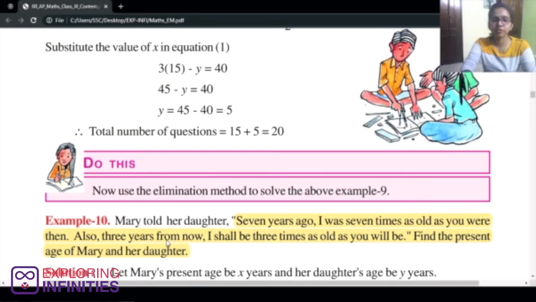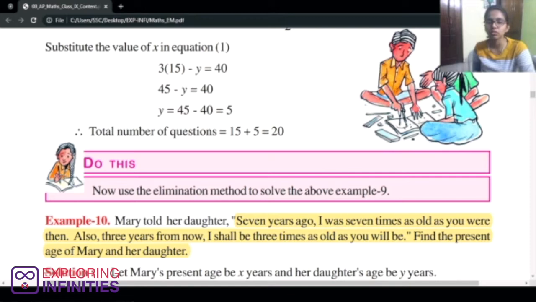Okay, so my first word problem that we'll do is example number 10. In example number 10, the question is saying, Mary told her daughter, 7 years ago, I was 7 times as old as you were then. Also, 3 years from now, I shall be 3 times as old as you will be. Find the present age of Mary and her daughter. So she's standing at the present time and talking about 7 years ago. Our task is to find the present age of Mary and her daughter.